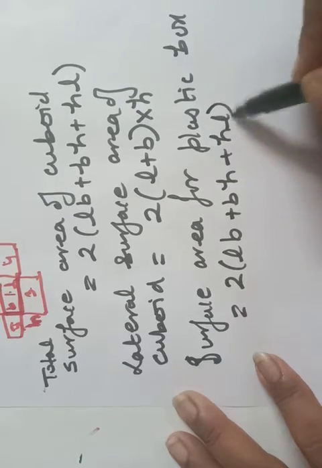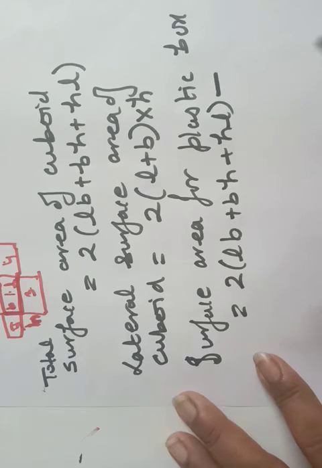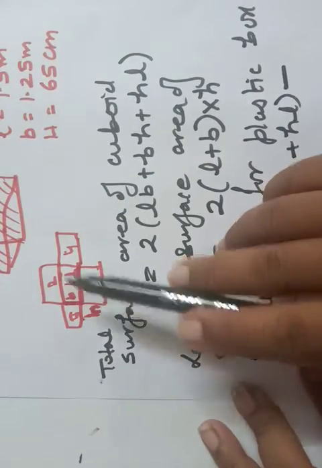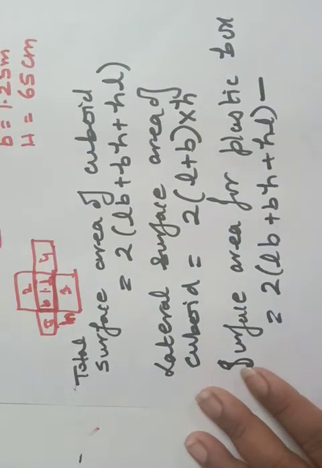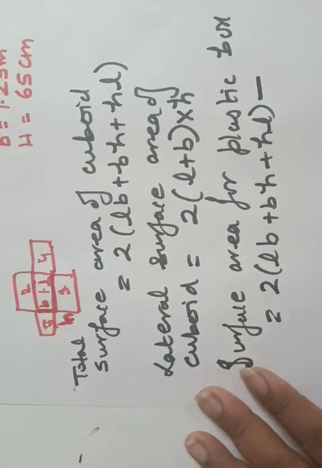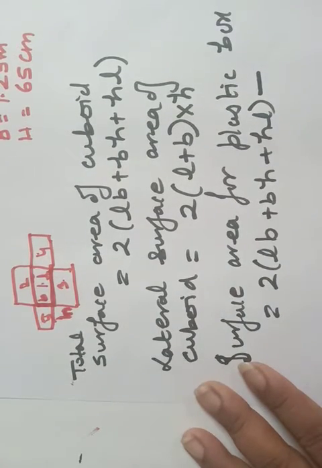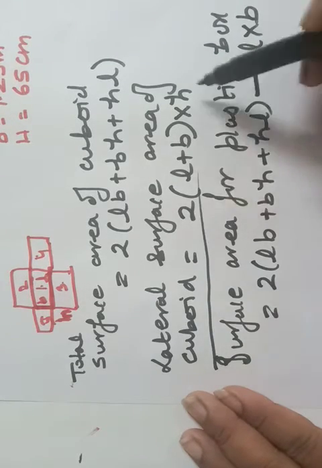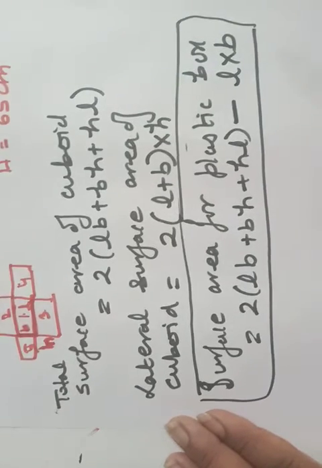Plus height into L minus, why are we subtracting? We want to subtract one surface, that is the top. It means length into breadth, which is one rectangle. When we talk about only the top one, it is a rectangle-type surface. So L into B. This is one formula we can use when 5 surfaces are given to us.